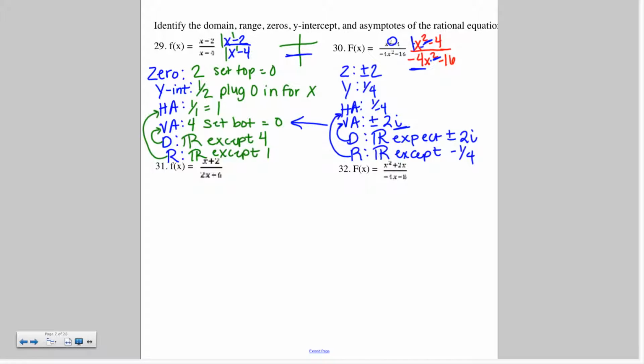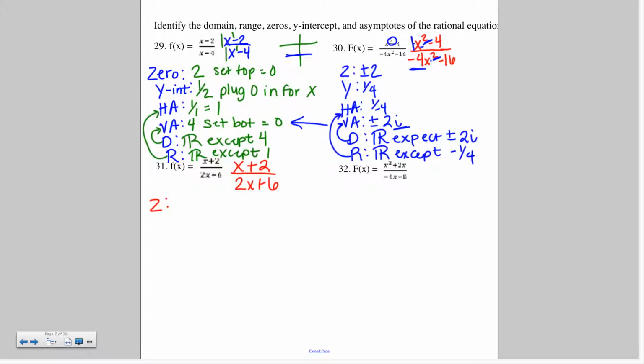All right. And I'm just making my page a little bigger so you can see it better, or so I have more room to work. But number 31 is going to be x plus 2 over 2x plus 6. Now my zeros, what do I do for my zeros?